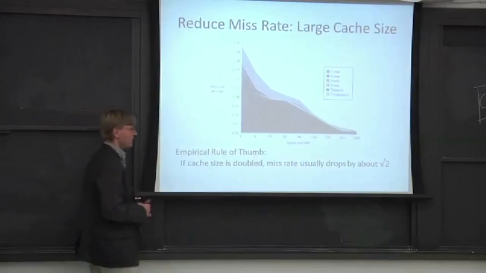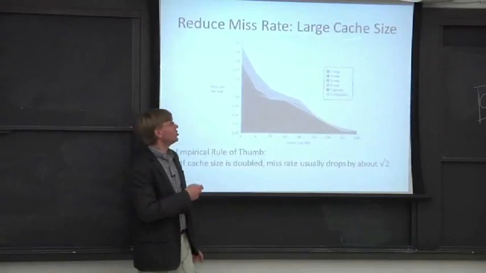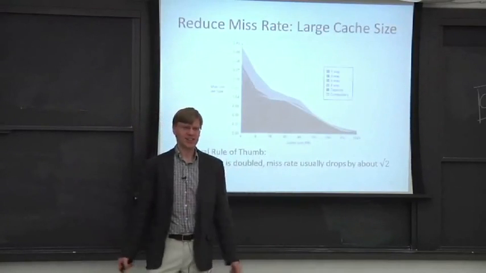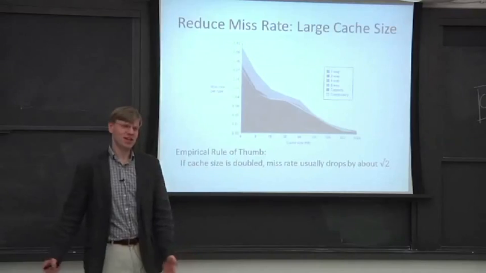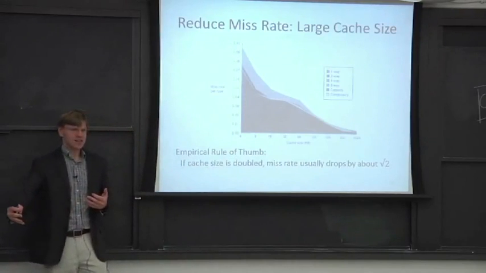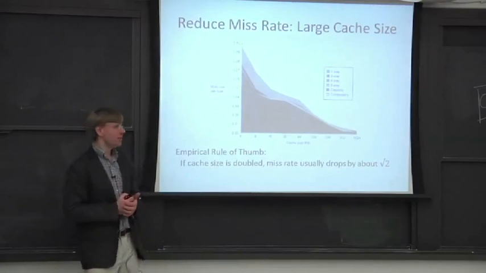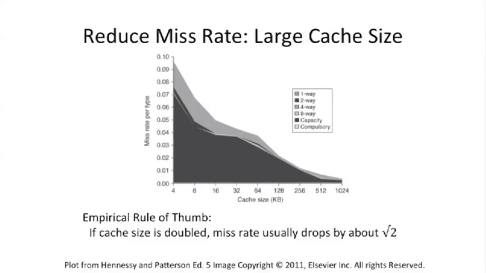Another way, in a perfect world, which fights against small and simple caches, is you can just build big caches. If you build big caches, this means that when you go to access the data, there's a very high probability that the data is close to you. That sounds good. So here we actually have miss rate plotted against cache size. And of course, there are different types of caches here.